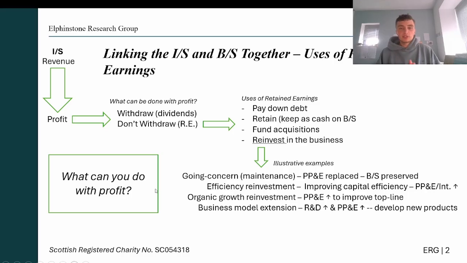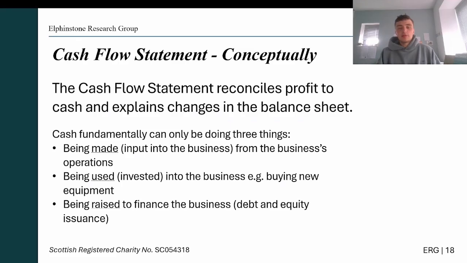Now, the income statement and balance sheet link together through retained earnings, because once you've got the profit, you can either withdraw it and pay it out as dividends, or you can leave it as retained earnings. And this retained earnings can be kept as cash in the balance sheet. It can be used to pay down debt, fund acquisitions, or reinvest into the business. Now, the cash flow statement is the reconciliation of the profit to cash and explains the changes in the balance sheet, linking all three financial statements together.